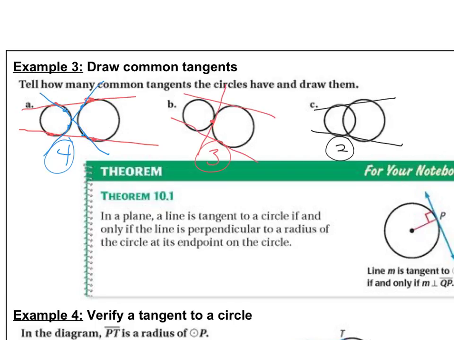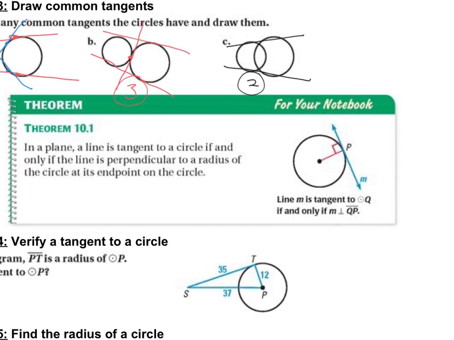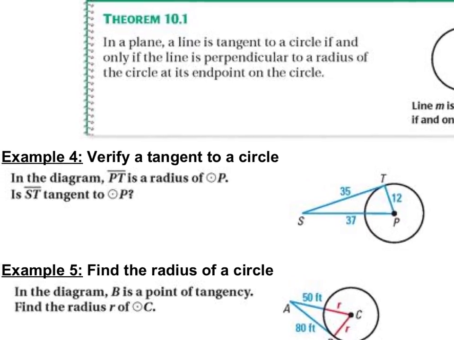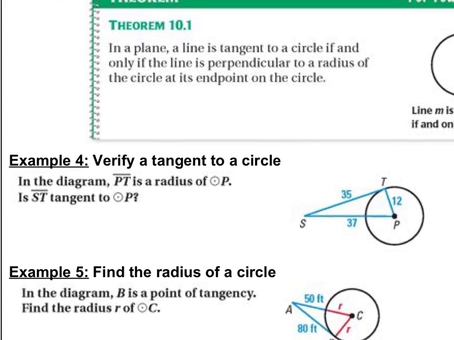All right, so what are we going to do with these tangents? Well, if a line is tangent to a circle, then it is perpendicular to the radius of the circle. So what they want you to understand is when you have that line of tangency, the radius is perpendicular to that line of tangency, so it creates a right angle. So what do you think we're going to do with that? Well, we're going to use it to try and verify if it is a tangent to a circle.